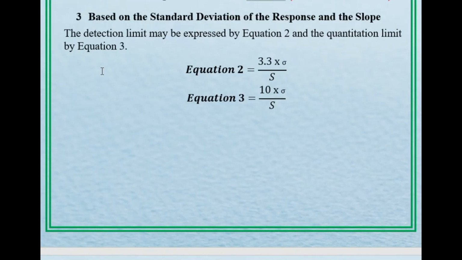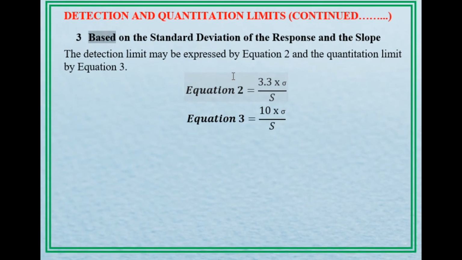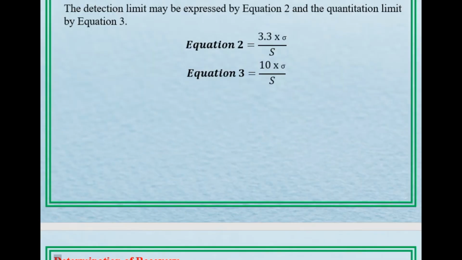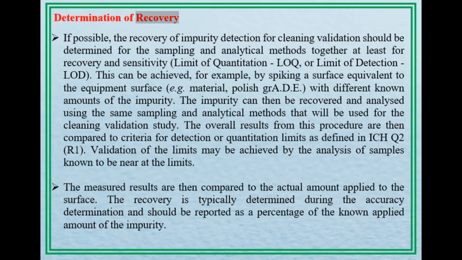Detection and quantitation limits, continued. Based on the standard deviation of the response and the slope, the detection limit may be expressed by Equation 2 and the quantitation limit by Equation 3. Equation 2 equals 3.3 sigma over S. Equation 3 equals 10 sigma over S.